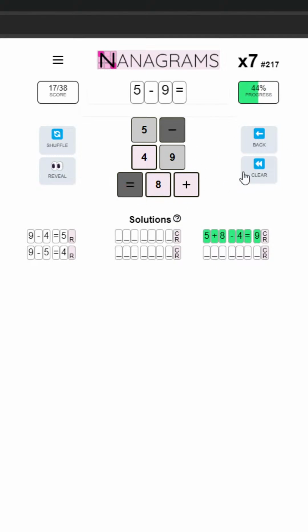We can't use the minus sign twice. We can only use it once here. The dark pink means we can only use it once.